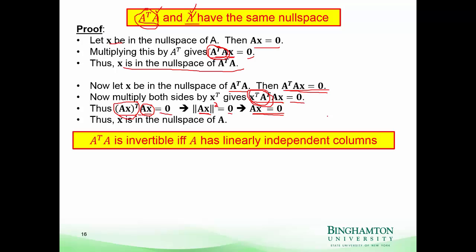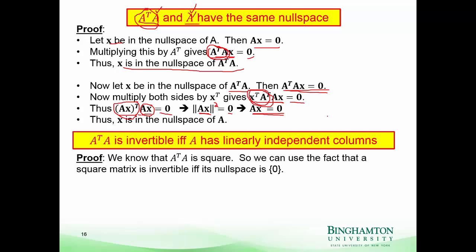Now we're going to use that result to very easily prove that A transpose A is invertible if and only if, so we've got to go both ways, if and only if A has linearly independent columns. So, proof. We know that A transpose A is square. We've already established that. So we can use the fact that a square matrix is invertible if and only if its null space is 0.